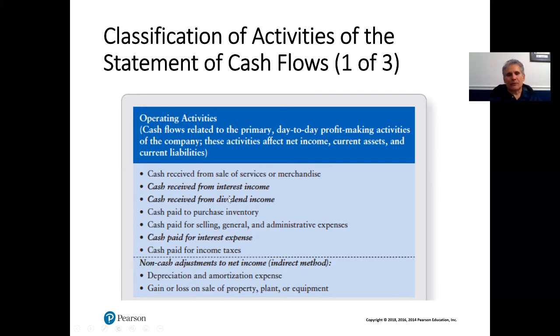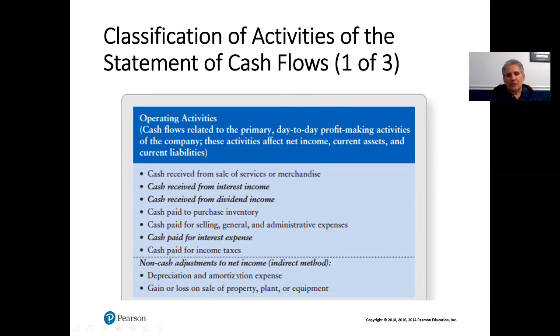Cash received from interest, dividends. We're also going to take into consideration cash paid to purchase inventory, cash paid for selling, general, and administrative expenses, cash paid in interest expenses, cash paid for income taxes. The focus here is cash. It's money that's going in and out of the accounts that normally you would expect to see on an income statement, but these accounts are not recording on an accrual basis. They're recording the cash that's gone in and out related to these specific accounts.